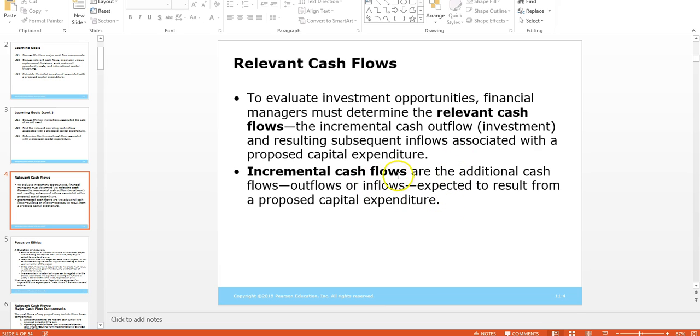So the incremental cash inflows, the definition right here is important, are the additional cash flows, outflows, or inflows expected to result from this capital expenditure, right? So you go to college and you pay your tuition and you expect an increase in your salary more than you would get if you didn't go to college.